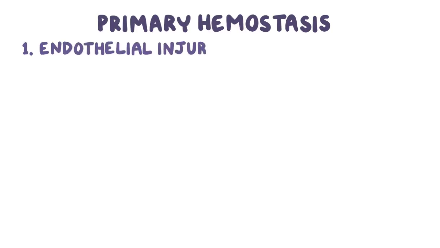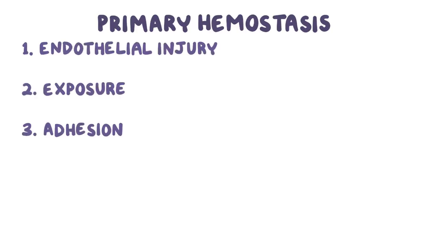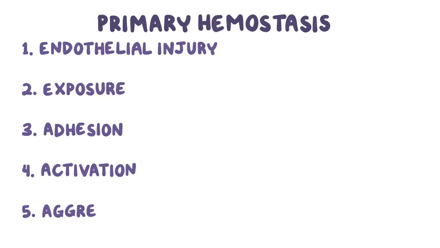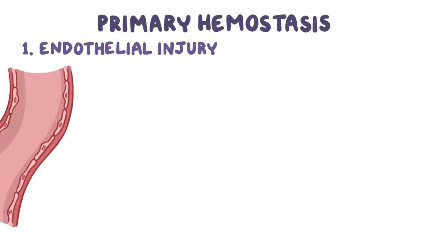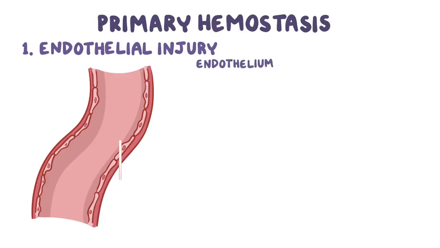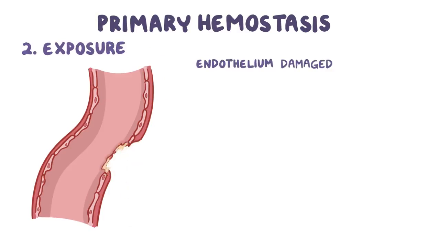Primary hemostasis can be further divided into 5 steps: endothelial injury, exposure, adhesion, activation, and aggregation. Endothelial injury is when the innermost layer of the artery, called the endothelium, gets damaged. The second step is exposure, where the damaged endothelium exposes the underlying collagen.